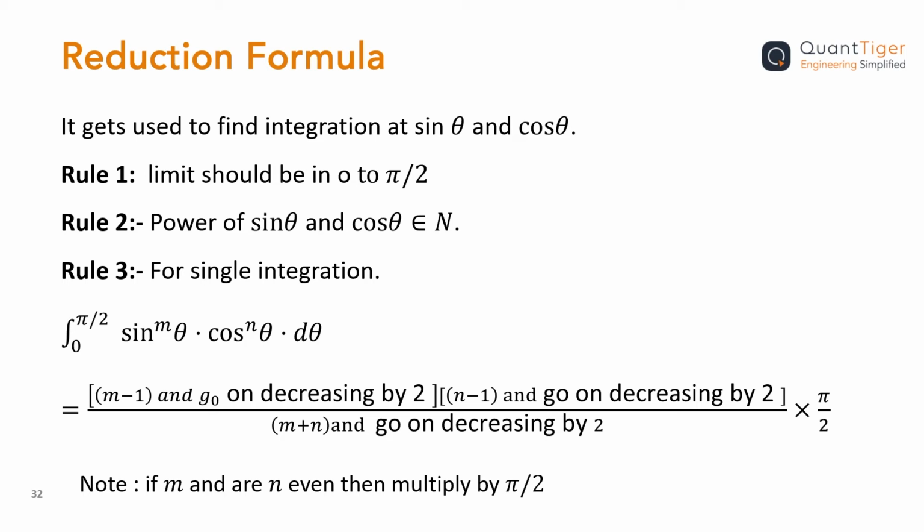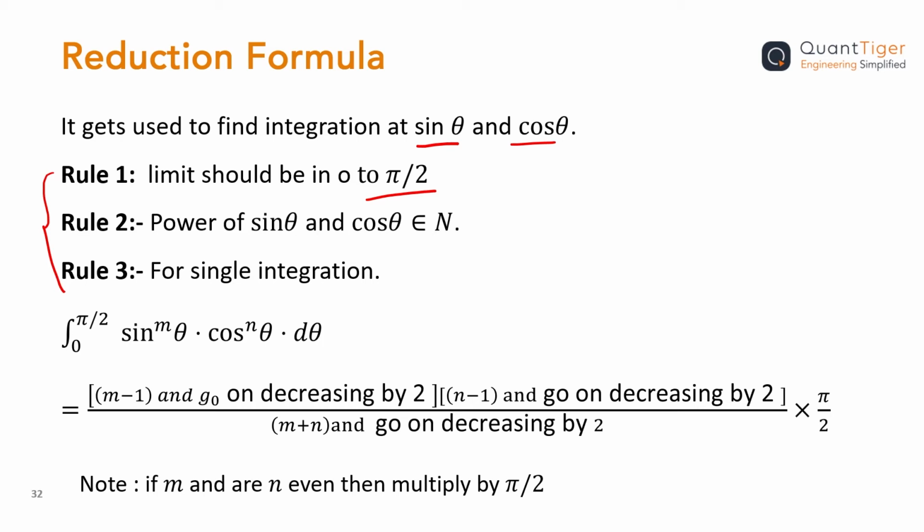So the reduction formula starts like this. In this reduction formula I have taken the sin theta and cos theta functions. In order to apply this reduction formula, there is a basic condition which should be satisfied so that we can apply it: the limit should be from 0 to pi by 2, that should be there.